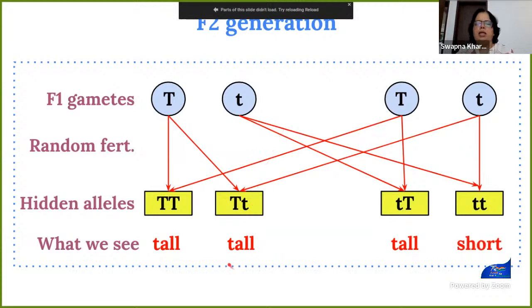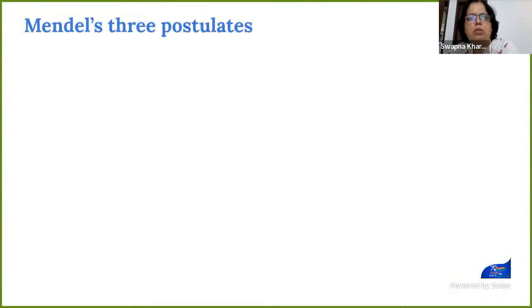So this actually explains the 3:1 ratio, what we see, that is 3 tall plants and 1 short plant. But if you actually look at the genetic composition, or if you look at the alleles, you could write the ratio as 1 tall to 2 hybrids to 1 short. So if you look at the allele composition, it will be 1 capital T capital T, 2 capital T small t, and 1 small t small t. So actually, the 3:1 ratio, allelic wise, is the 1:2:1 ratio.